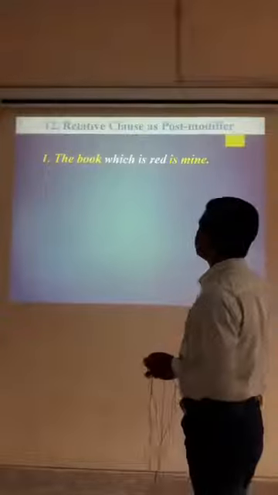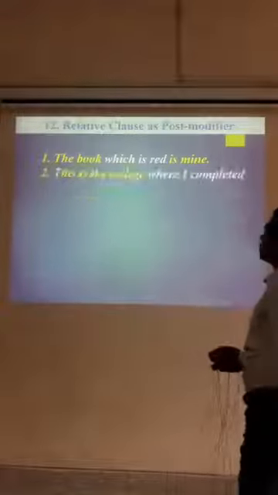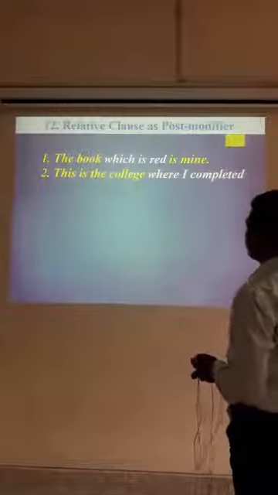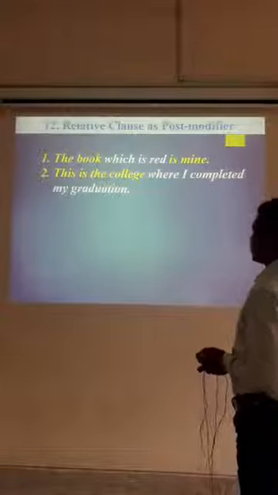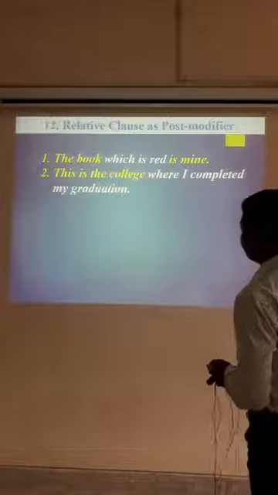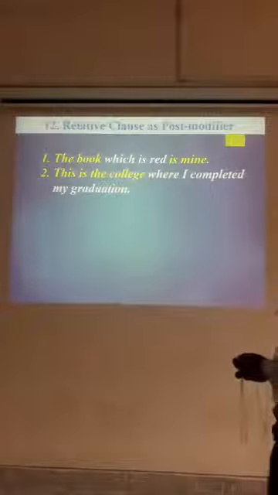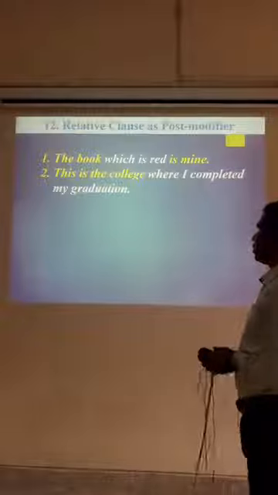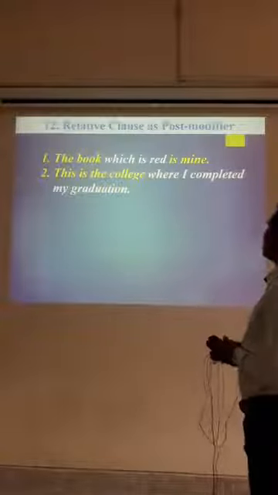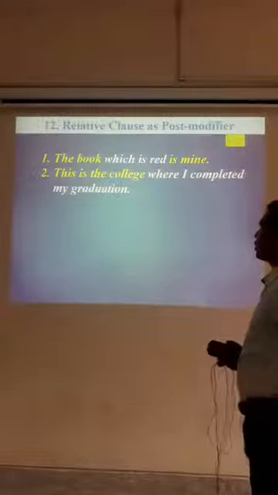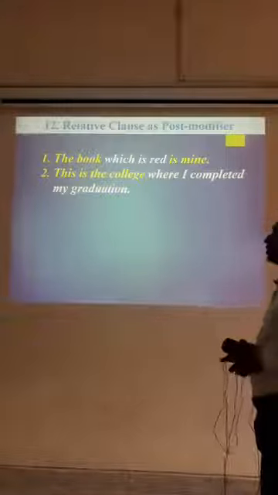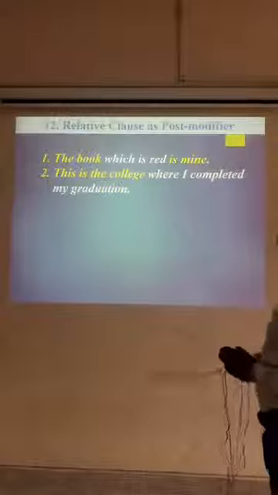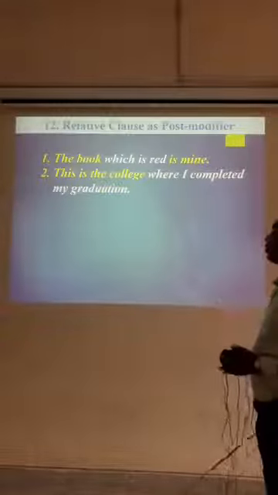It is a relative clause. Number 2, this is the college where I completed my graduation. So where I completed my graduation is a relative clause used after the word college. So it indicates the word college. So this is used there as a post modifier.